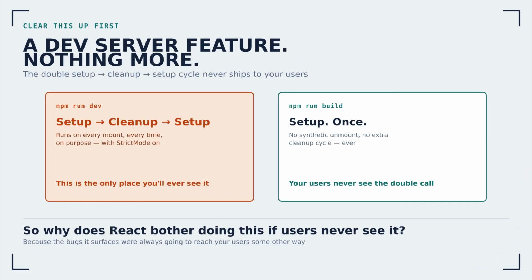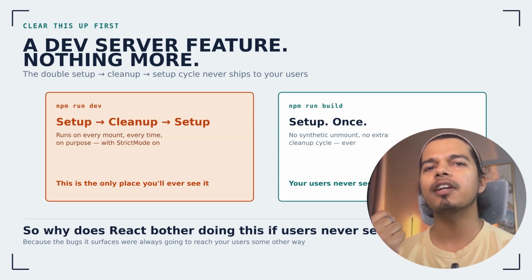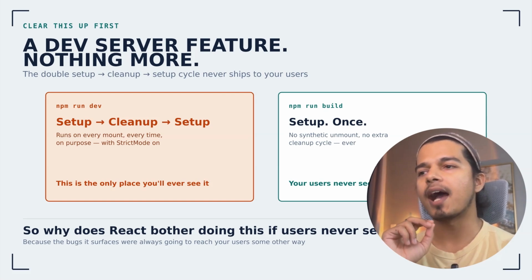But before we go any further, let's clear up the biggest misconception. This duplicate execution never happens in your production build. It's a development only behavior. You will never see duplicate calls once your build actually is deployed. So you might think, if React already knows not to do this in production, why does it still insist on doing it in development? Let's see what's actually happening.